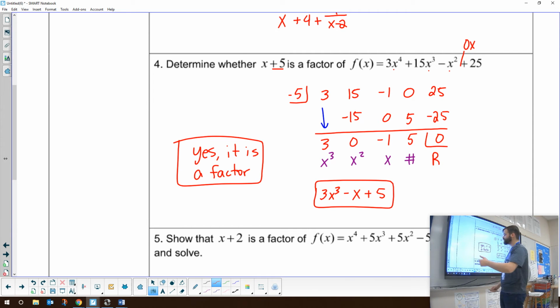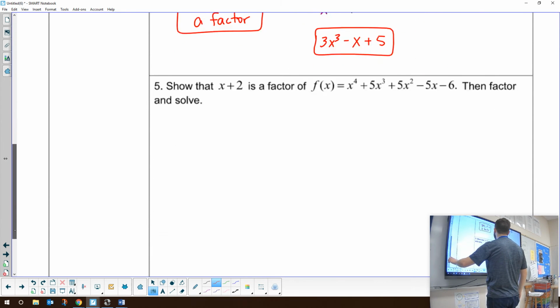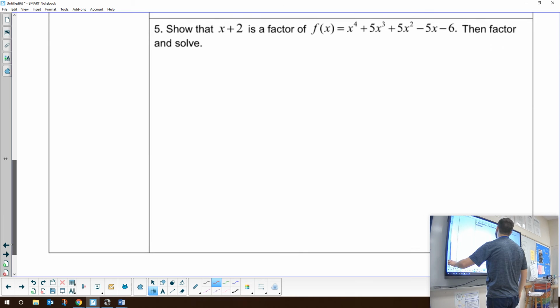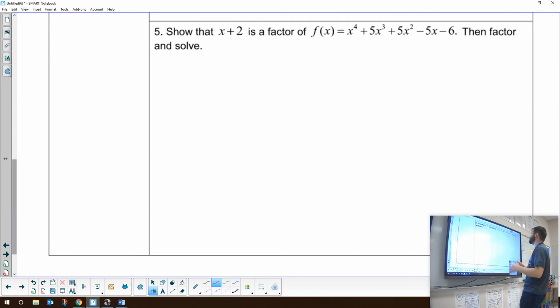All right? Okay, last one. Take a look here, number 5 with me. Kind of a long one. Number 5 says, show that x plus 2 is a factor, then factor and solve. So let me show you how this works. We're going to take this x plus 2. So we have negative 2 in the box, in the half box.